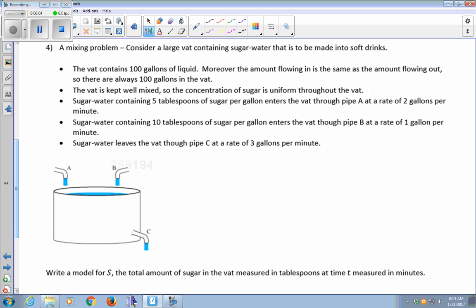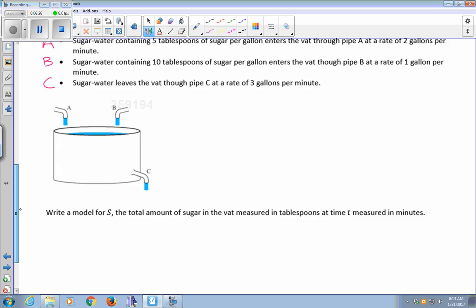The vat is kept well mixed, so the concentration of sugar is uniform throughout. And then we have 2 spouts going in and 1 spout going out. So this is spout A, this is spout B, and this is spout C, describing what's happening there. So this is just describing how the amount of sugar is changing in there.